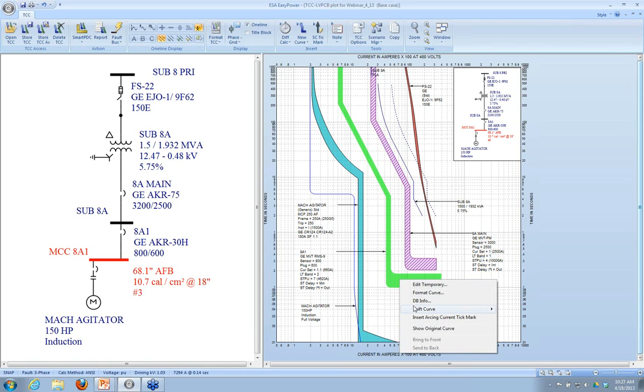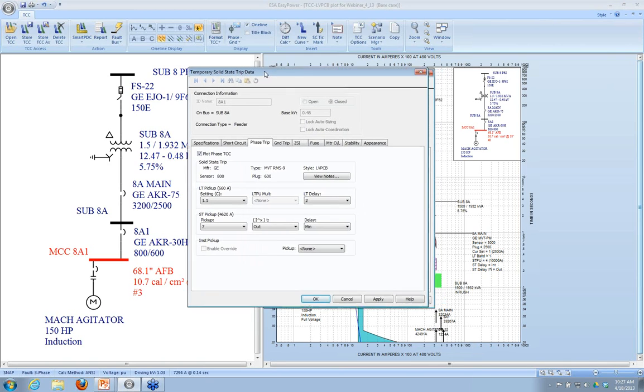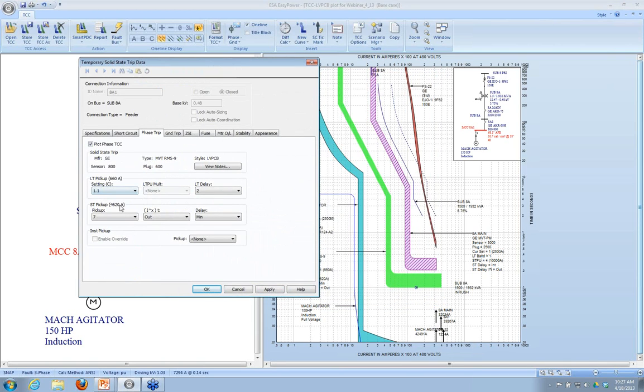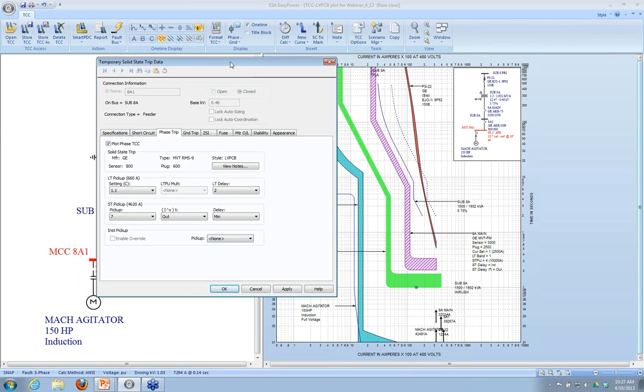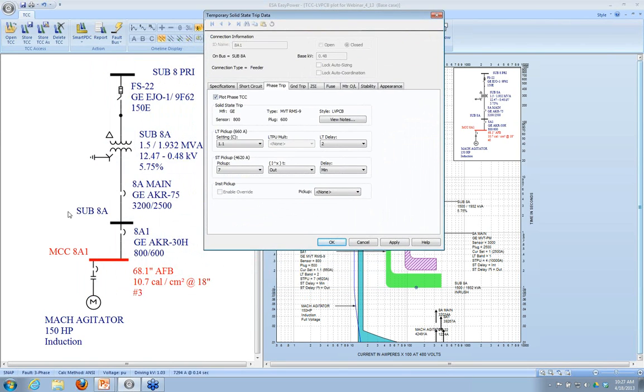So if I go into my edit temporary in EasyPower, I can turn on an instantaneous trip and we can see the difference in the arc flash downstream. I'll set it at 10. So I put my instantaneous trip in and now my arc flash went down to 3.2 calories.